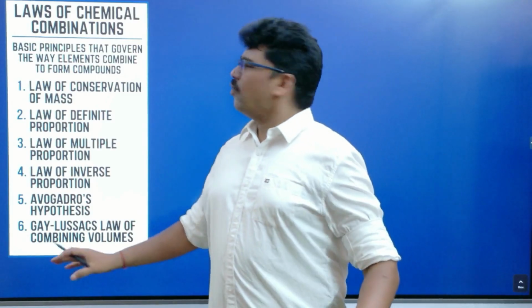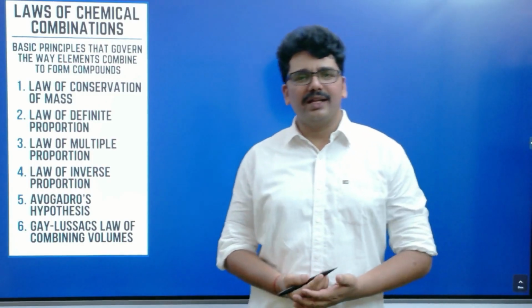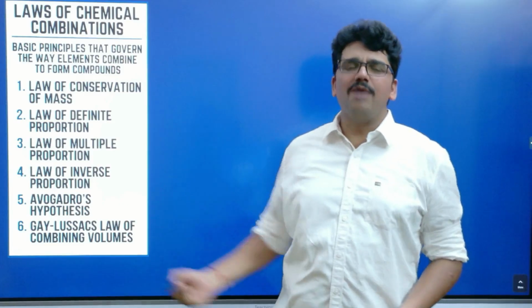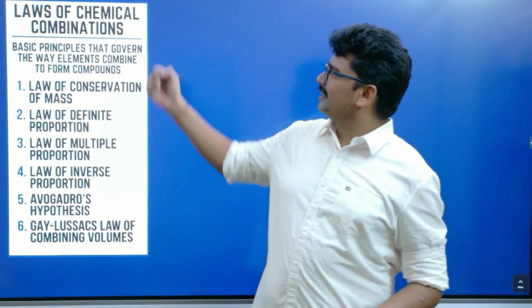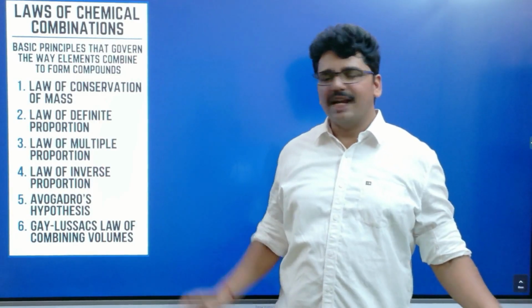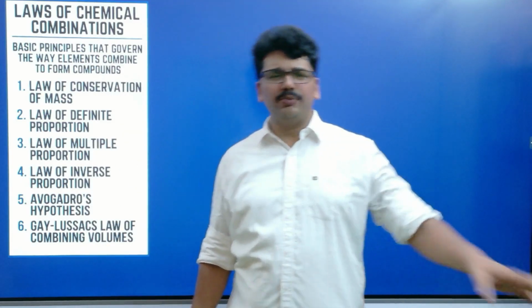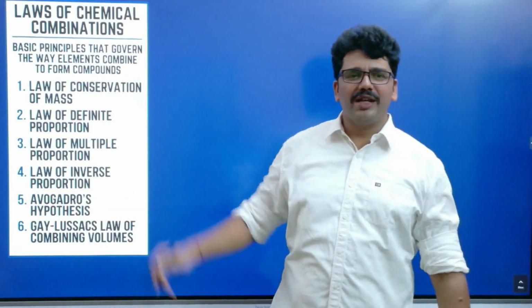Right. So exactly what is laws of chemical combinations? How elements are combining and how elements are giving compounds, that is explained by laws of chemical combinations. The combination of elements and formation of compounds is explained by laws of chemical combinations. Of course, some limitations are there. We will discuss limitations also.